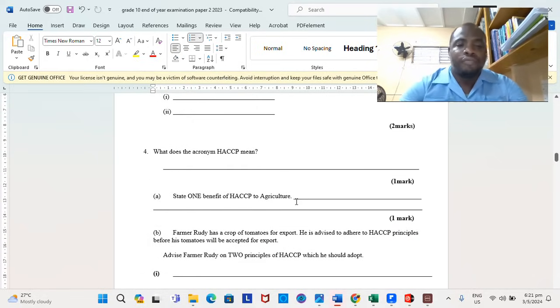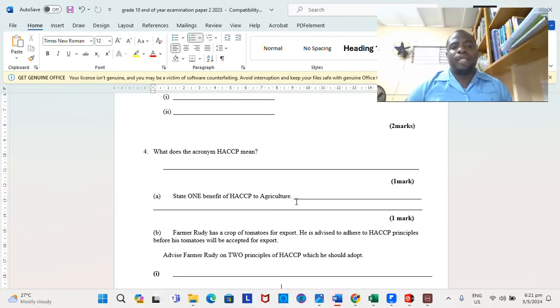Question 4 is aimed at the acronym HACCP. What does it mean? It means Hazard Analysis Critical Control Point. And it's a management system that ensures that food is basically prepared in a safe way. Put it simply, safe way.